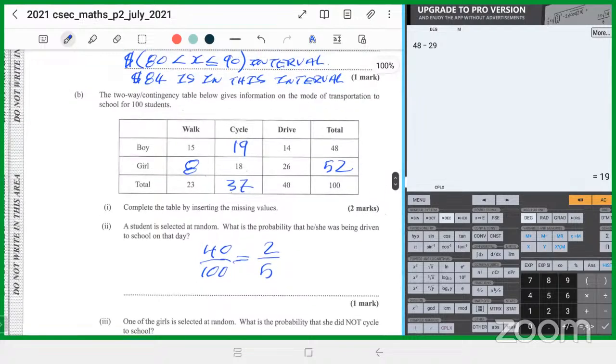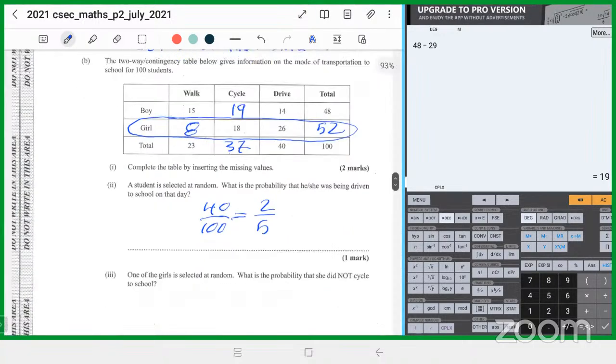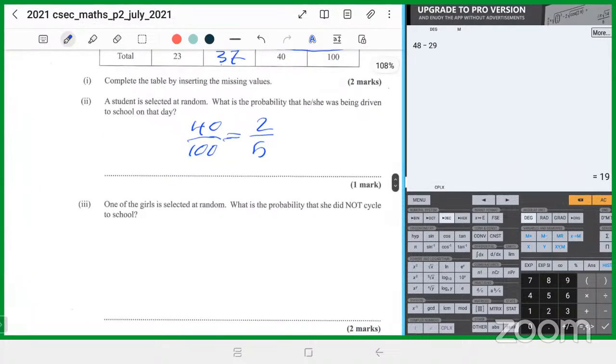So we are now focusing on the girls alone. There are 52 girls. One girl is selected at random, focusing on the girls only now. There are 52 of them. What is the probability that she did not cycle to school?